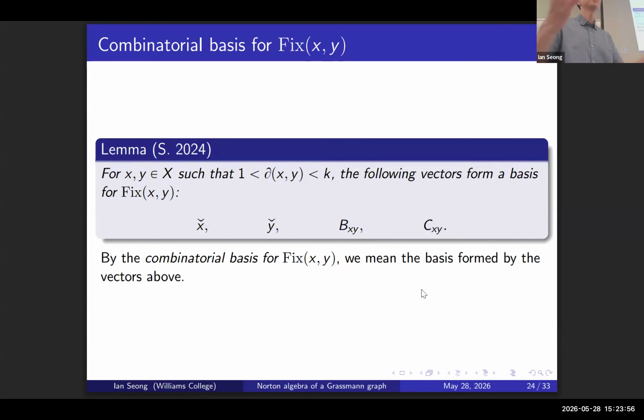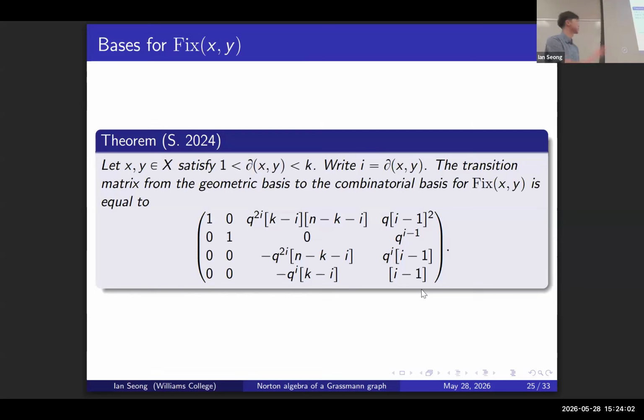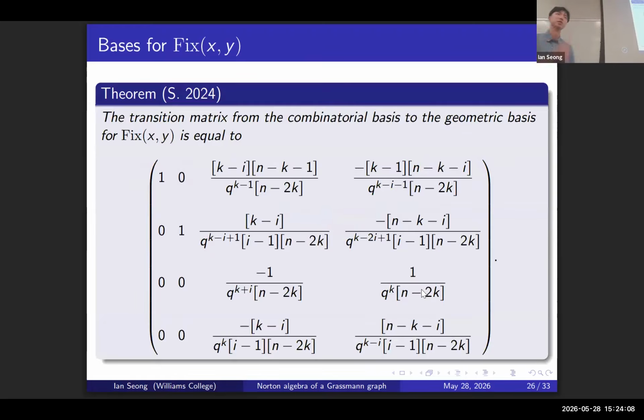And of course, if we have two bases, then the most natural thing to do is just look at their transition matrices, and that's what they look like. I'm not going to go through them in detail. This is a result that was found in 2024. So this is from geometric to combinatorial, and of course, combinatorial to geometric is going to be an inverse of that.